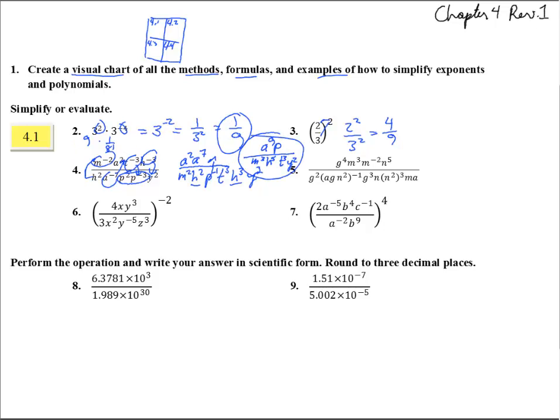Number 5. Ooh, this one looks like an even bigger problem. So let's see what we get here. This guy right here is going to go up to the top, and this guy right here is going to go down to the bottom. So let's write that out. We have AGN squared, and that got all moved up to the top with a 1 exponent. Then G to the 4th, M. Ooh, we don't need to take that guy down. We could just do M cubed and M squared right there and just have an M. And then N to the 5th.